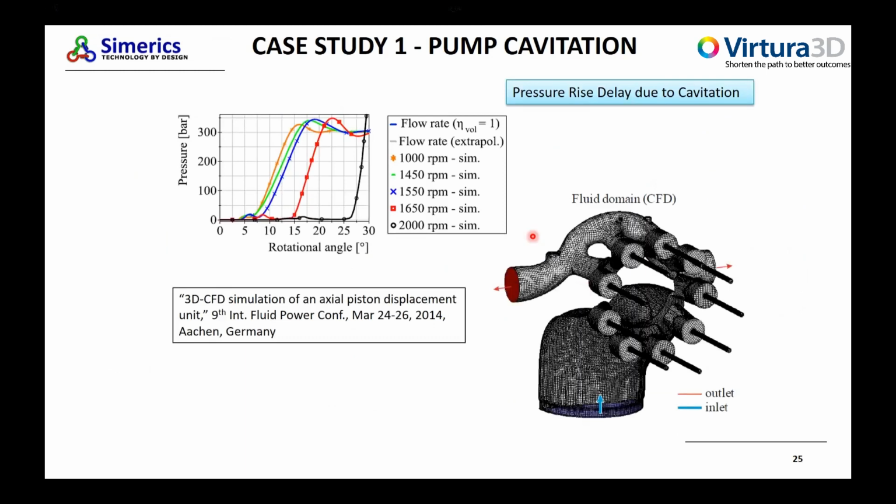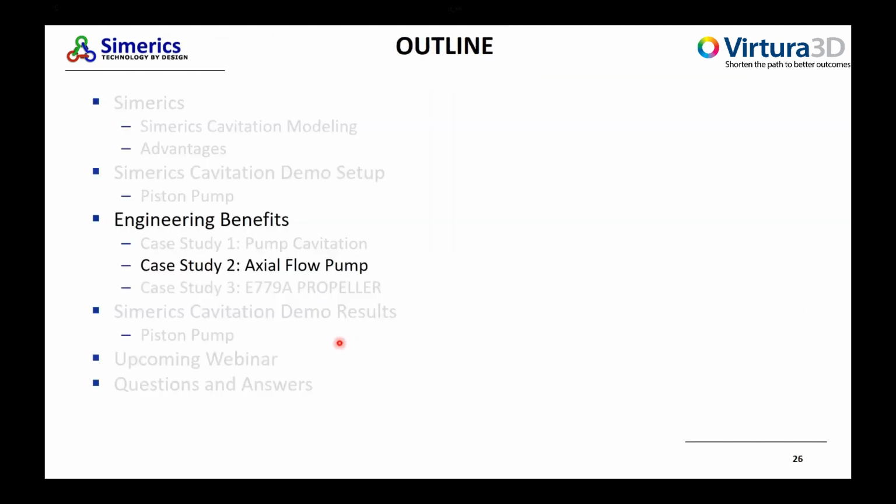The other thing that cavitation does is it offsets the pressure rise. So it delays the pressure rise, and that, again, is a function of RPM. At higher and higher speeds, because the cavitation bubble gets larger and larger, you'll see more offset of the pressure rise. These are numerical results at different speeds, showing how cavitation causes the delay in the pressure rise as a function of the angle. This has been published at the International Fluid Power Conference in Aachen, Germany.